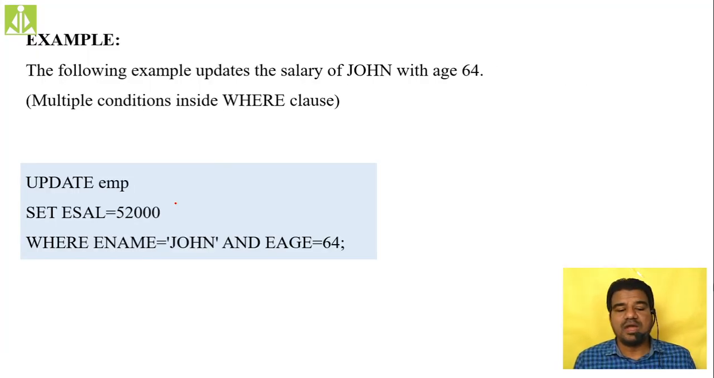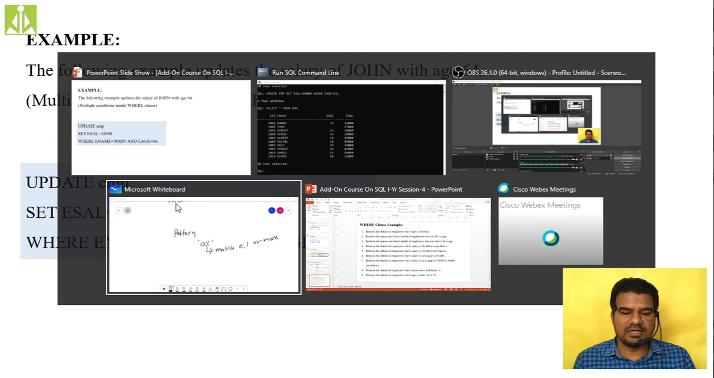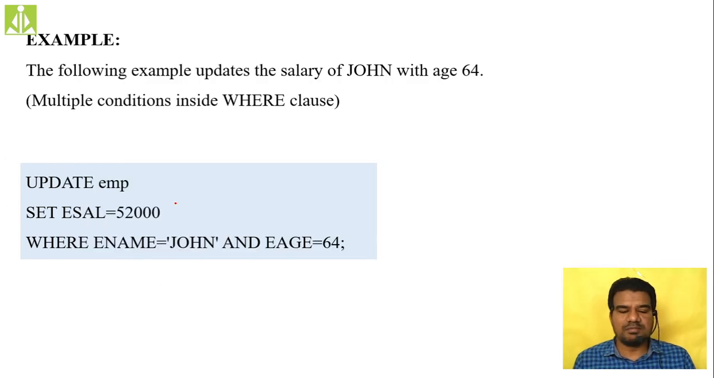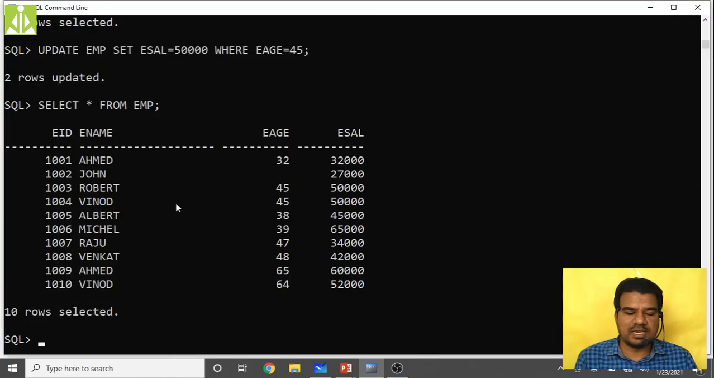So finally, multiple conditions inside the where clause. We can put multiple conditions inside the where clause by simply using the and command. So if the person's name is John and if his age is 54, I want to edit the salary. Okay, we don't have 54.